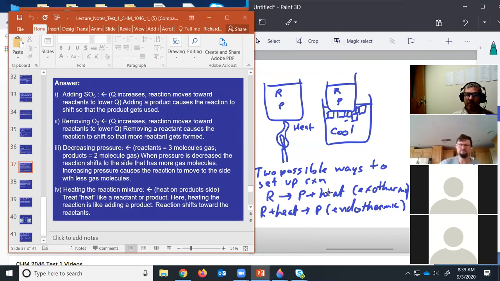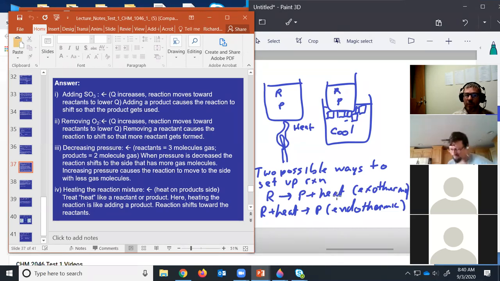So here's the thing. Let's say we heat an exothermic reaction like this one here. So we've got heat on the product side of an exothermic reaction. If we heat an exothermic reaction, the reaction will shift towards the reactants. Now here's what I want you to do. If you're heating an exothermic reaction, think of the heat as being a product. So we're adding more product. So the reaction's going to want to use up that product and turn it into reactant. That's how I want you to think about it.